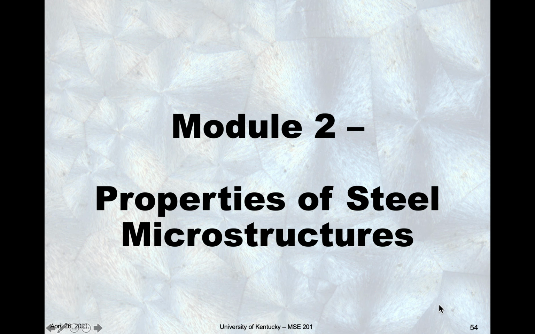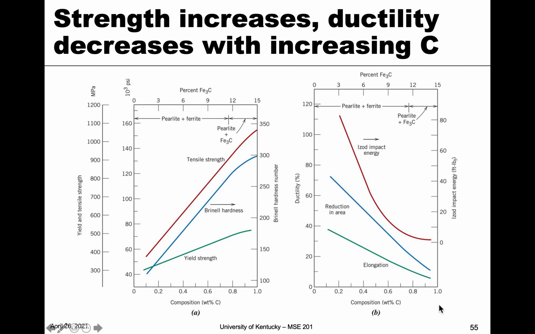All right, so now that we've looked at isothermal transformation diagrams and continuous cooling transformation diagrams, I want to look at the general properties of these various steel microstructures that we've looked at over the past few modules. So let's look at strength and ductility, right? So some mechanical properties. And here we have them as a function of composition, so weight percent carbon.